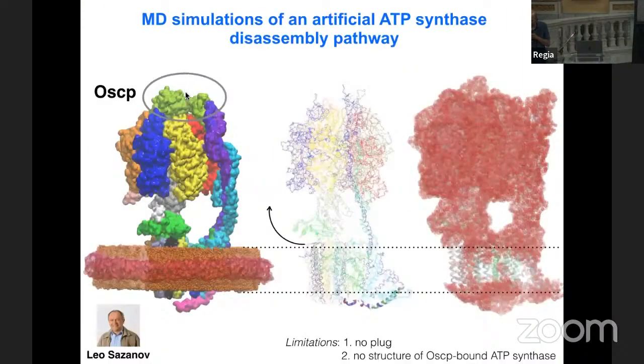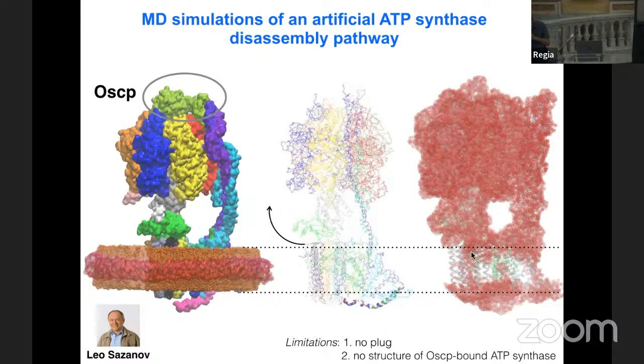What we did was remove this OSCP completely from our construct. As soon as we did that, this peripheral stalk started doing pretty weird things, and a pore opened right through it. If you see here, there is a secondary pore that forms purely through the disassembly of ATP synthase. So a simple mechanical push can open up this otherwise closed channel. In fact, there's an assumption in this model. Normally, the C ring has lipids inside. I have purposefully taken them out.